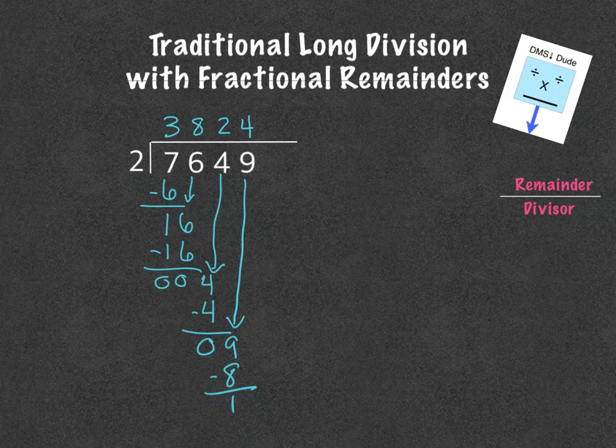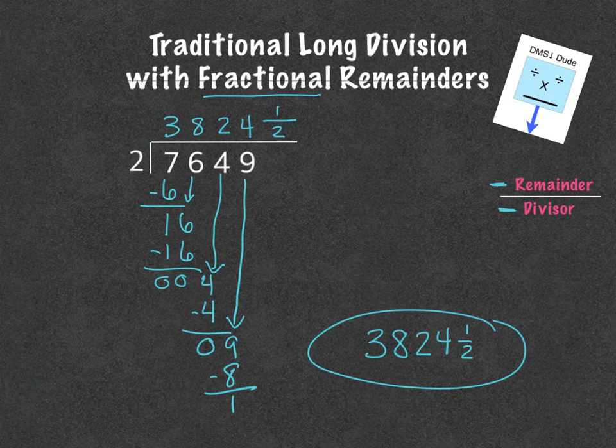Now what they're asking us to do is represent it as a fraction. So my remainder is going to be my numerator, so 1 over, and my denominator is going to be my divisor, 2. So my answer is 3,824 1/2. So that is my answer. So do you see how my remainder is my numerator and my divisor is my denominator?